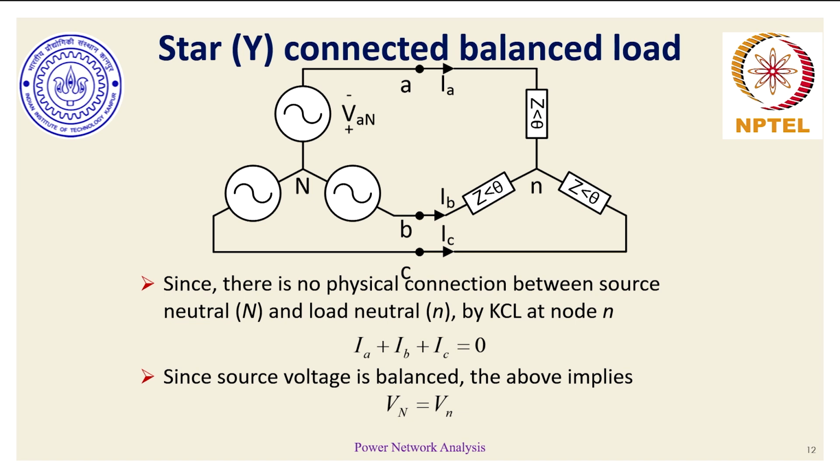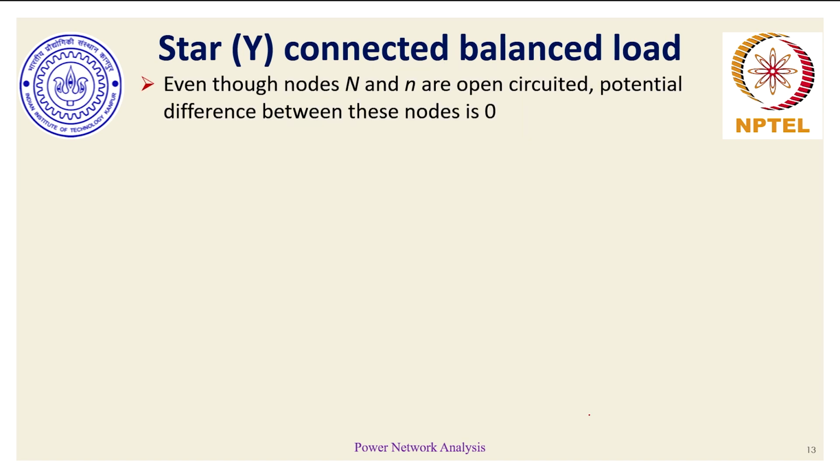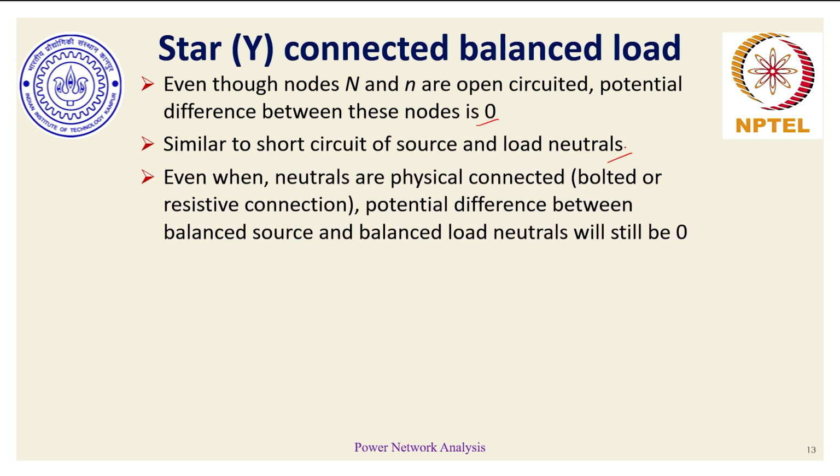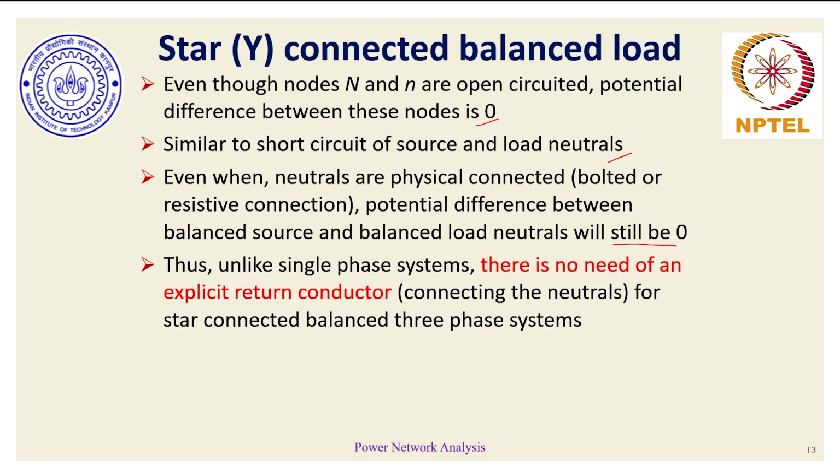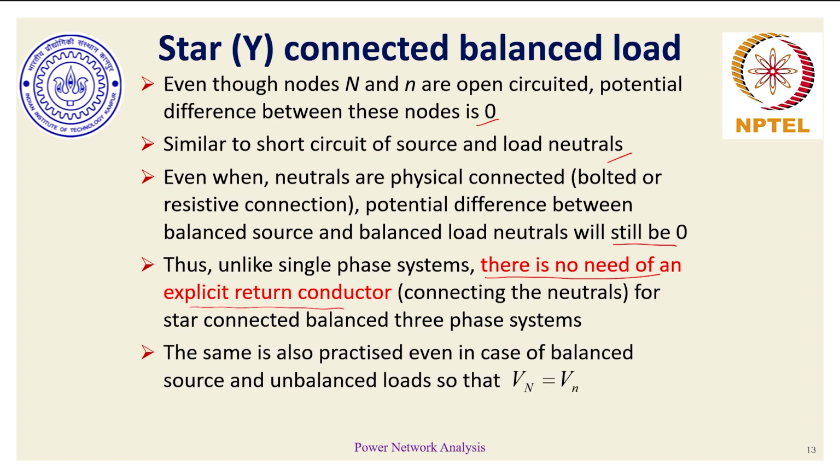So the discussion that we had in the previous slide has been summarized here. Even though the nodes are open circuited, the potential difference is always zero. So it's similar to short circuiting the two terminals. Even if there was a wire connected, that wire would never carry any current under balanced condition. So unlike in single phase systems, for three phase systems there is no need for an explicit return conductor, as was explained in the previous few slides.